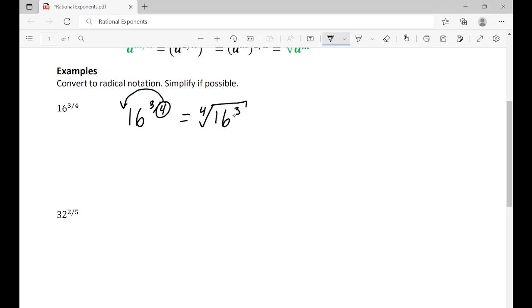Now from here you can do 16 cubed and then take the 4th root of it, or you can take the 4th root of 16 then cube it. I believe doing the root first and then the exponent is easier, but whichever you believe is simplest is what you should do. So the 4th root of 16 is 2, and I keep my cube, so 2 cubed gives me 8. So 16 to the 3/4 power simplifies to 8.